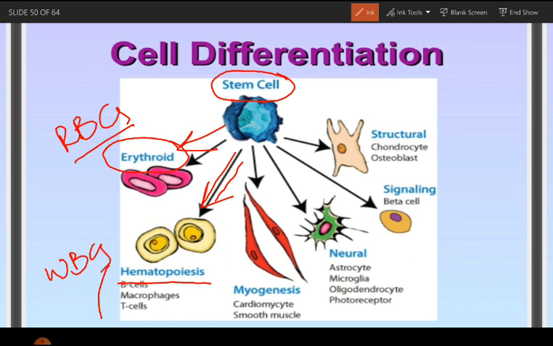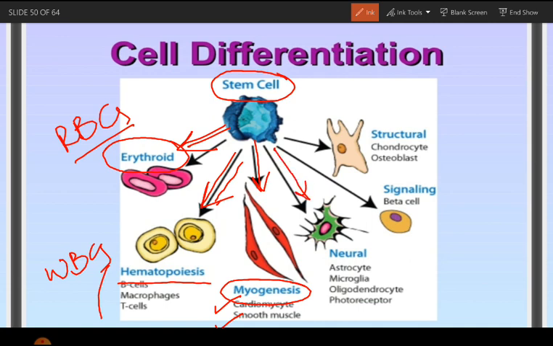So this pathway will follow different changes, and that pathway will follow different changes. Next, if we look, stem cells adopt a pathway in which certain different changes take place, as a result of which cardiomyocytes and smooth muscles are produced, and that pathway is known as myogenesis. Cardiomyocytes are the cells of the heart, cardiac cells, and smooth muscle is used in making the organs of our body.